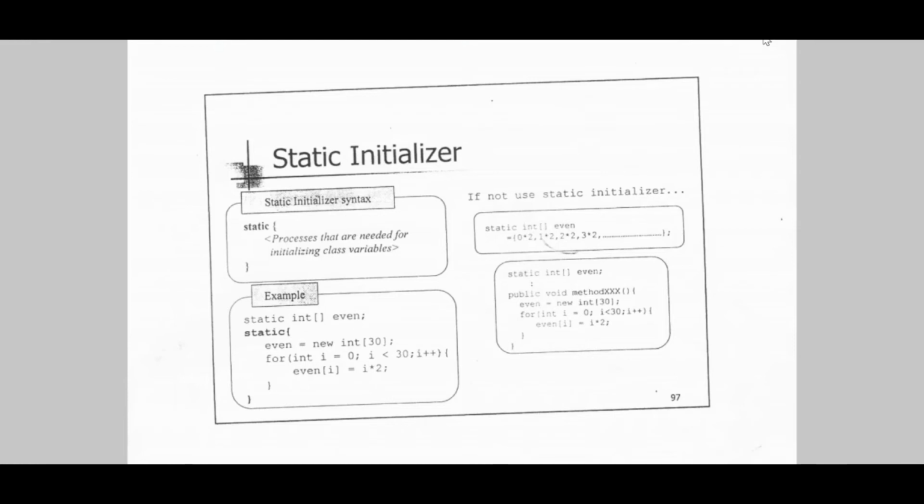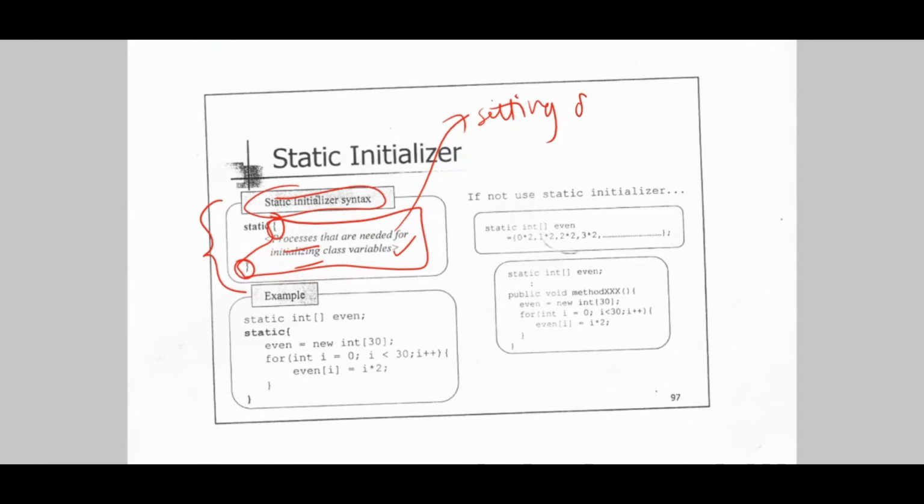This is the syntax of a static initializer. It starts with the keyword static, followed by the block or the scope of the static initializer, which is marked by the open curly and the close curly. Inside the curly braces, we have the processes that are needed for initializing the class variables. We could write in here the initializations, the setting of initial values to the static fields.